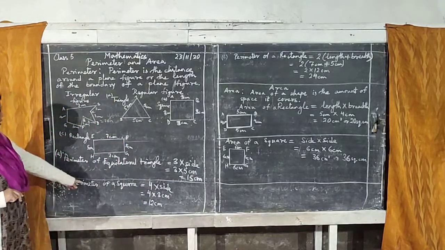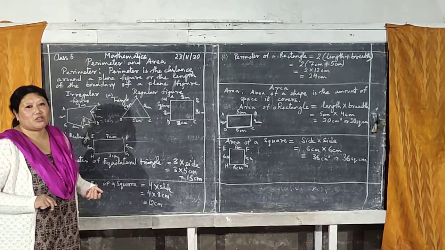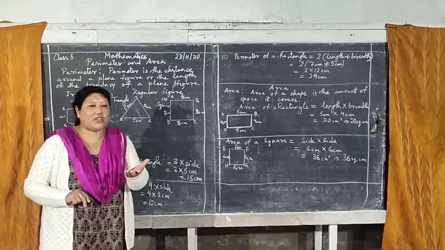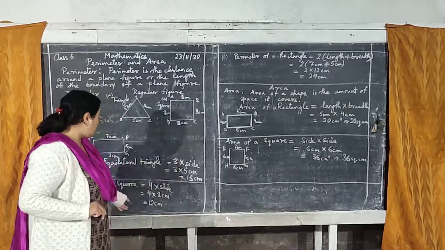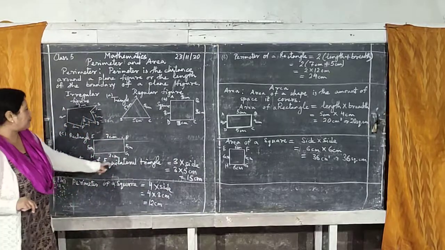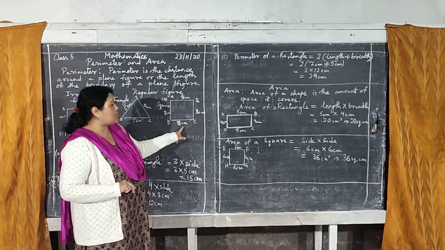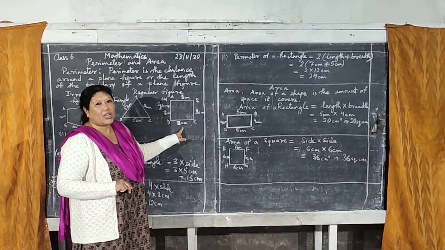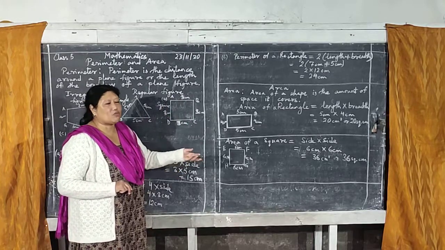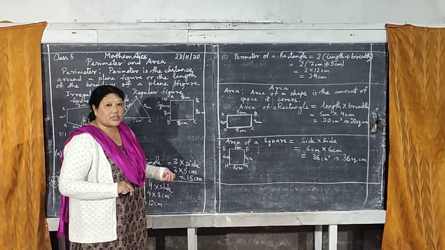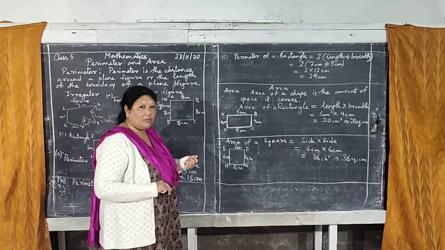Now, next is the perimeter of a square. Just like the equilateral triangle, a square is also the same, because you know the definition of a square: all sides equal. Your 3 centimeter, 3 centimeter, 3 centimeter, 3 centimeter. Why add 3 plus 3 plus 3 plus 3 like small children? Why add? You are now big enough to multiply.